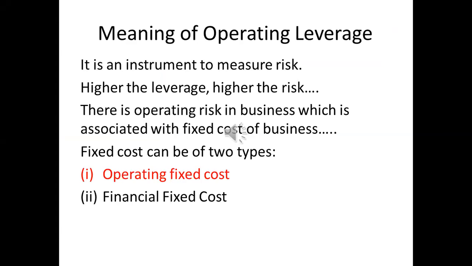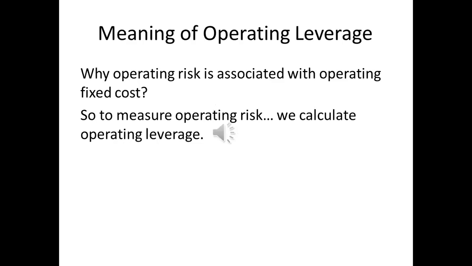In every business, two kinds of risk are there, operating and financial. In this lecture, we will focus upon operating risk. Operating risk is associated with operating fixed cost. Now, the question arises, what is operating fixed cost? The fixed cost that is used to run the day-to-day activities of a business is called operating fixed cost. For instance, rent, salary, etc.